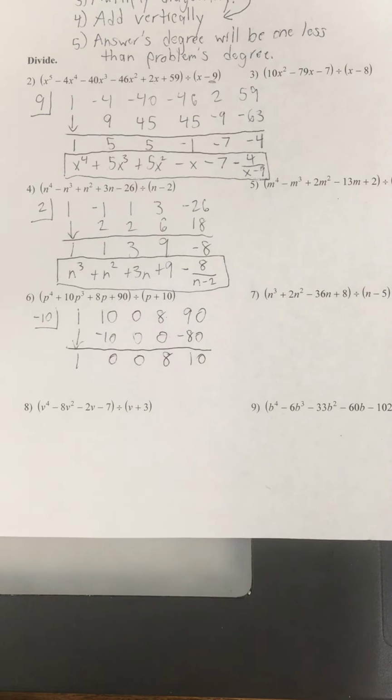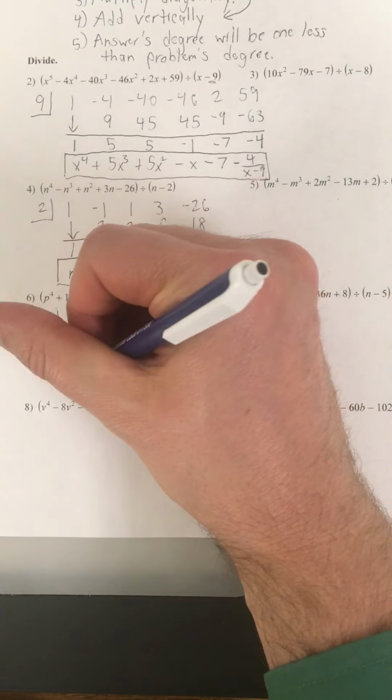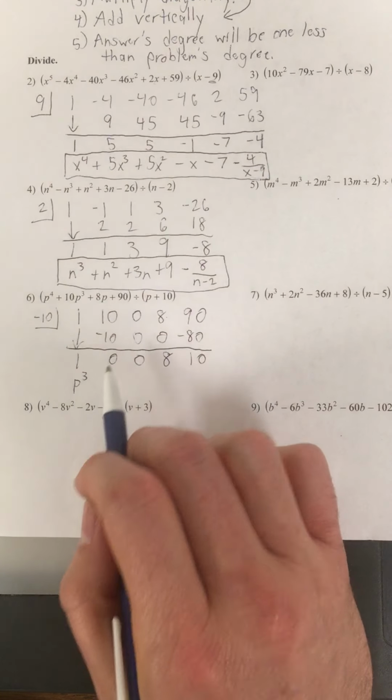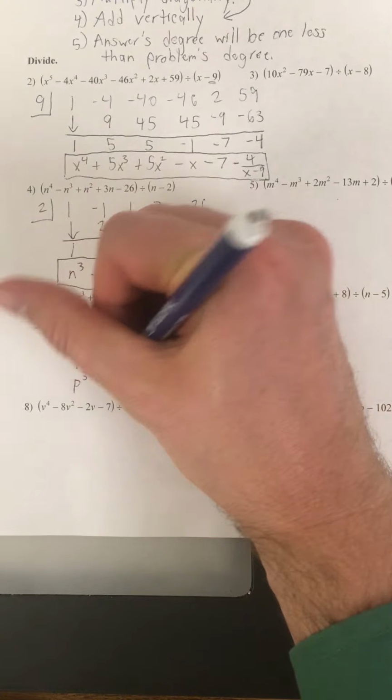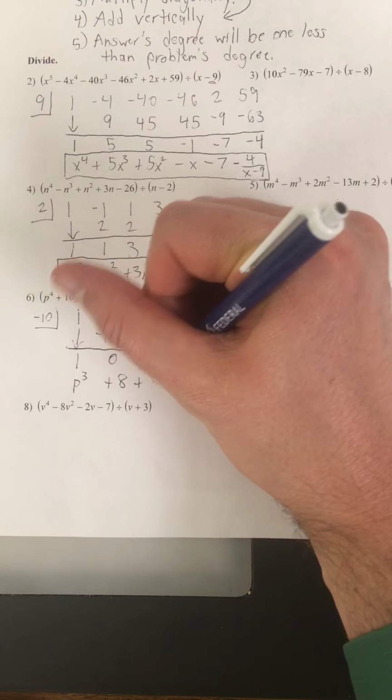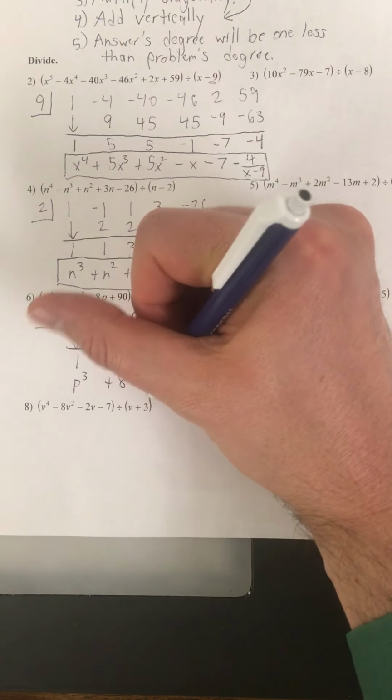All right, so that means my final answer, I had p to the 4th, so this is going to be p to the 3rd. Then it'd be 0p squared, I don't have to write that. 0p, I don't have to write that. And then plus 8, and then plus 10 over, I'm dividing by p plus 10.